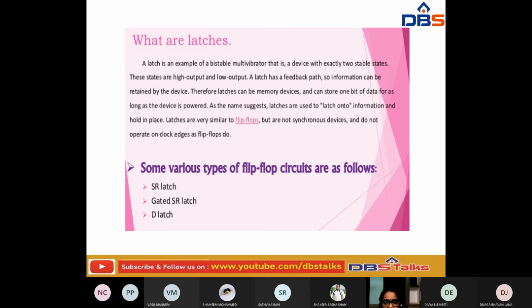As long as the device is powered, as the name suggests, latches are used to latch onto information and hold it in place. So latches are very similar to flip-flops but are not synchronous devices, and they do not operate on the edges like flip-flops. So if you have observed the various types of these circuits: SR latch, gated SR latch, and D latch.